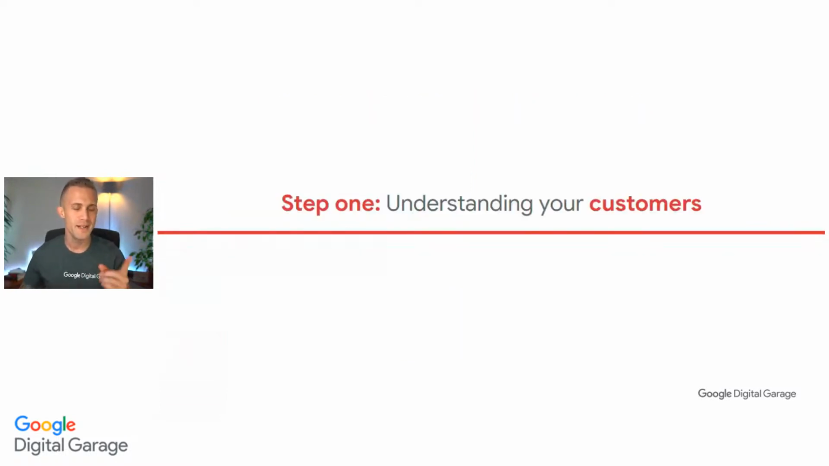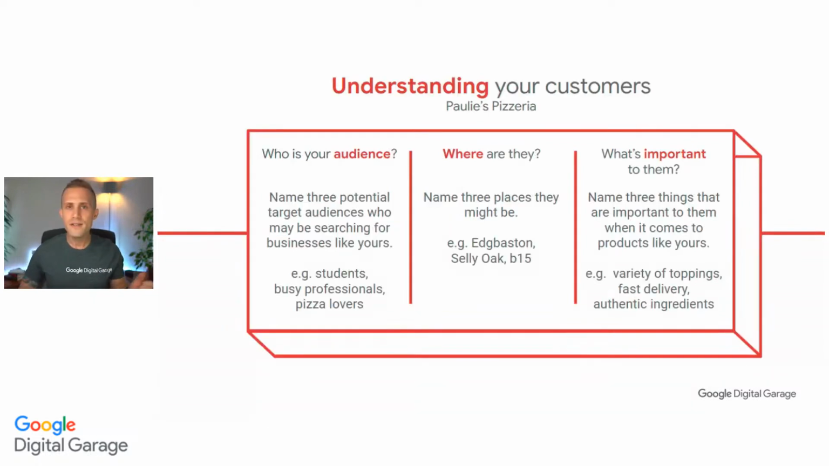So step number one is understanding your customers. Who is your audience? Where are they? What's important to them? This is the starting point of any advertisements, because if you're going to advertise, we need to know who we're advertising to so we can start talking their language. So first and foremost, who is your audience? Now, in this particular instance, Polaria's Pizza is students, busy professionals, and pizza lovers.